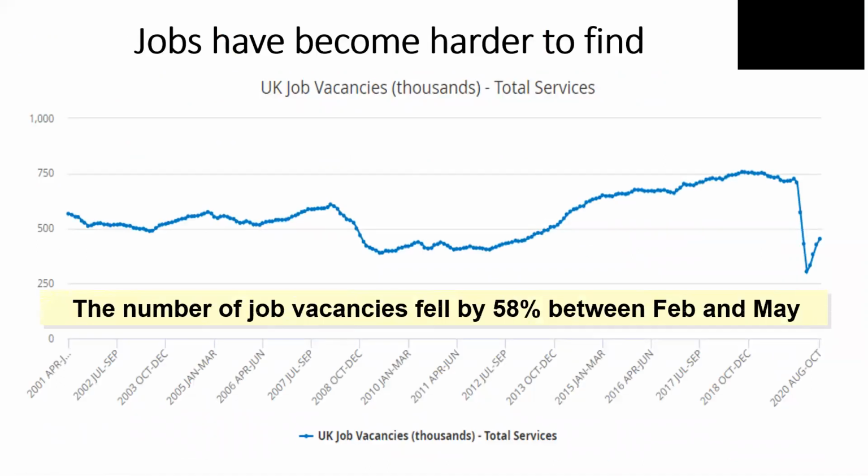This is the number of vacancies in the UK from 2001 up until October 2020. And we can see the number of vacancies from 2011 onwards gradually rising, up to about 750,000 a month. Then all of a sudden it fell to, well, what, about 300,000? So the number of vacancies then fell by 58% between February and May. So work became harder to find in the UK because lots of firms have stopped hiring because of uncertainty about the future.